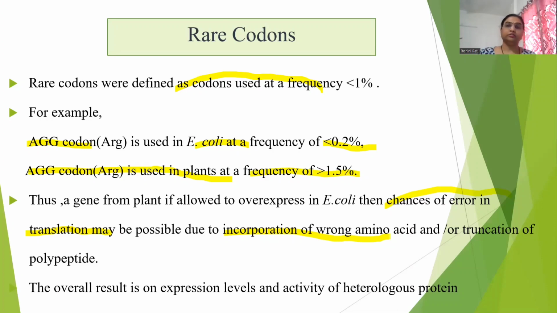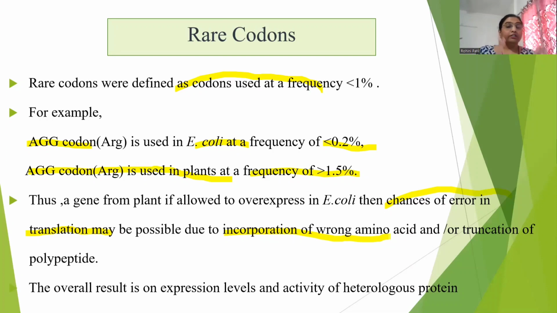Now, during this process, what may happen? A wrong charged tRNA may come and read the codon. It may happen. And a wrong amino acid is going to be incorporated into the polypeptide. As the wrong amino acid is incorporated, the structure of the protein is going to be affected, and also the function of the protein, because there is an incorporation of the wrong amino acid.